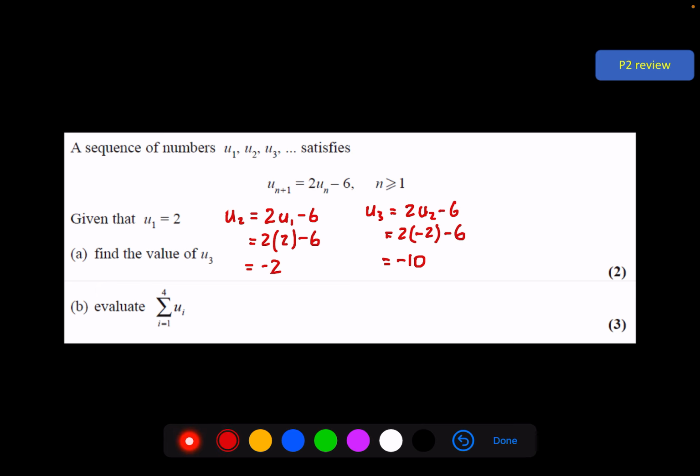So I need to work out u4, which I can do from u3. And then simply add them all together. The first 4 terms of the sequence. And that will give me minus 36. And there we go.